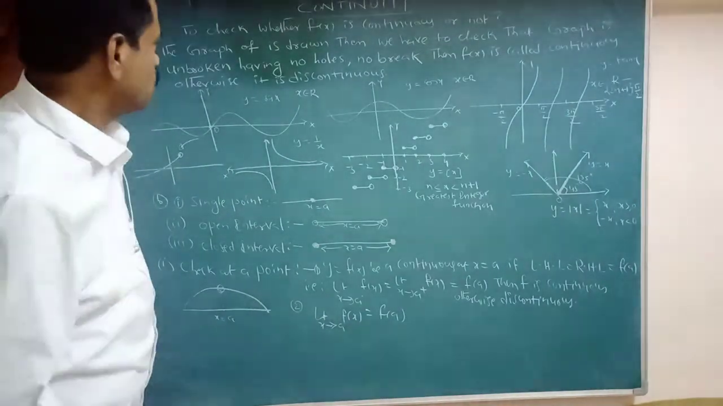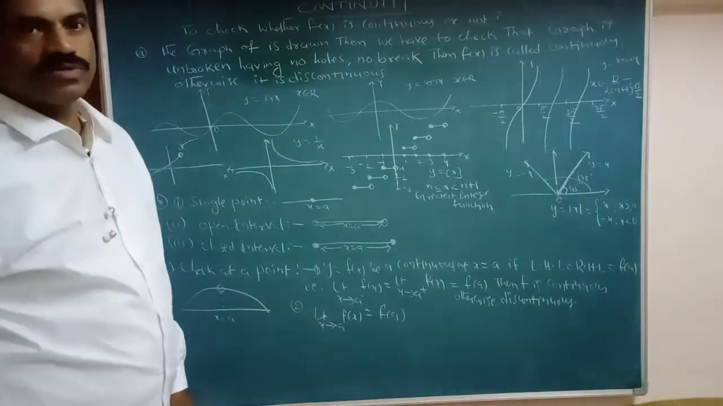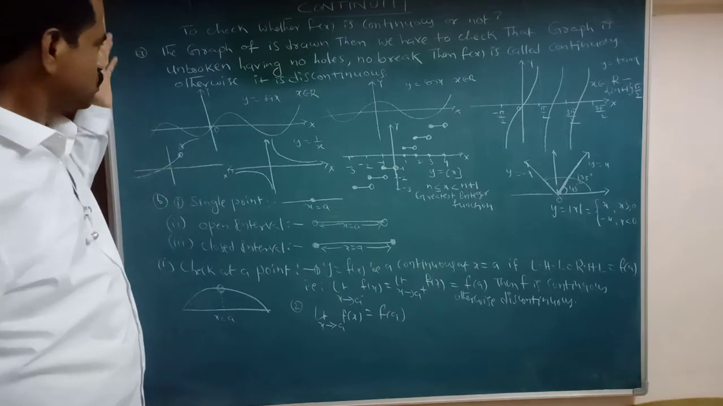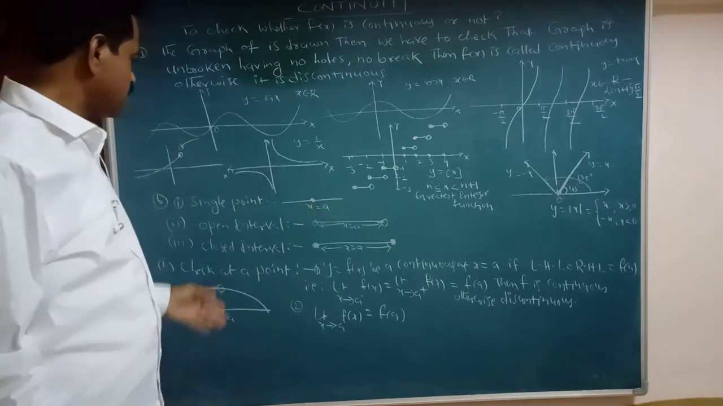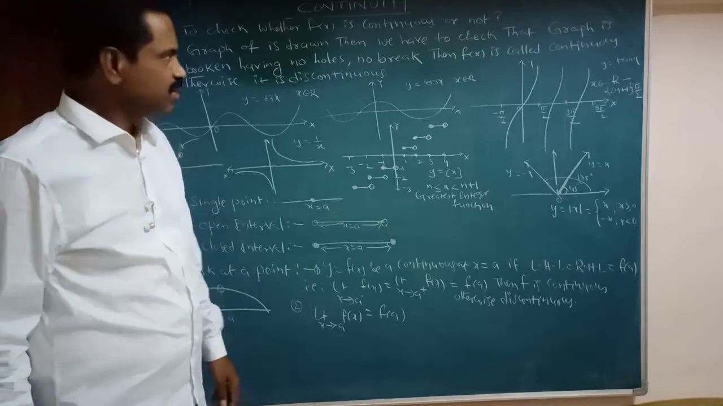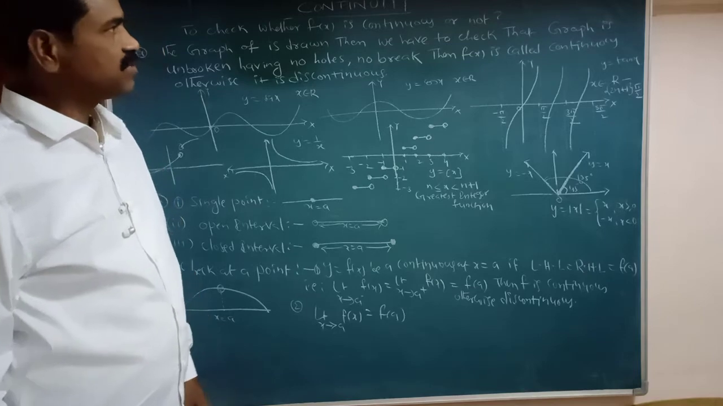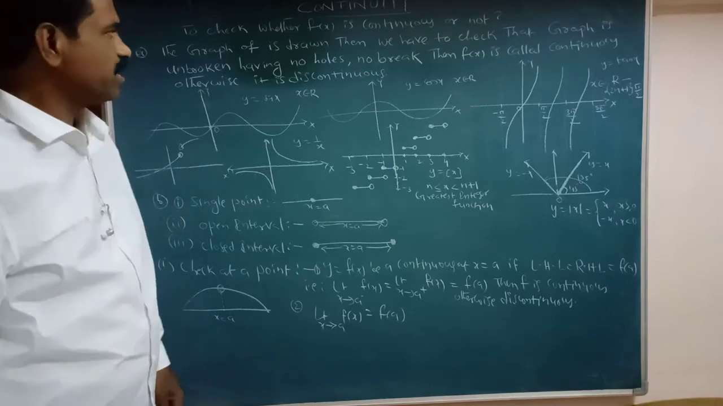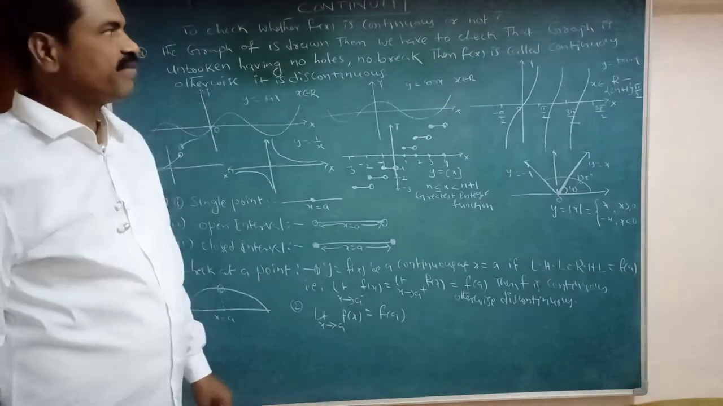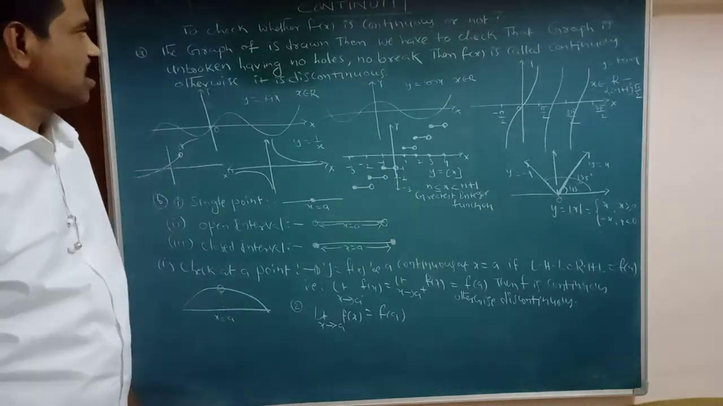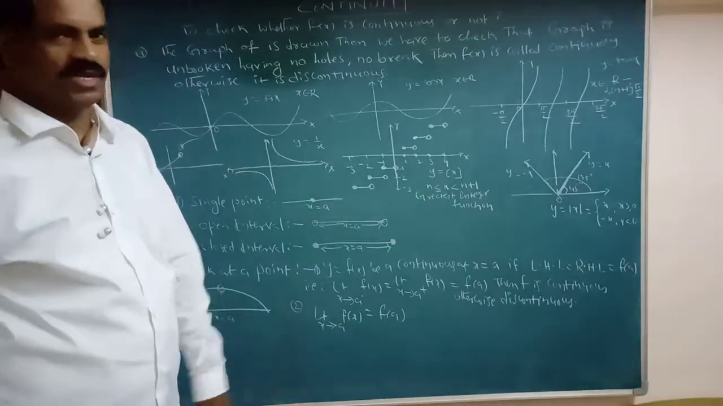Here, to check whether f of x is continuous or not, first we can check it through the graph. Otherwise, you check at the point or the interval. So here the graph is drawn. Then we have to check that the graph is unbroken, having no holes, no break. Then f of x is called continuous. Otherwise, it is discontinuous. See some graphs here.